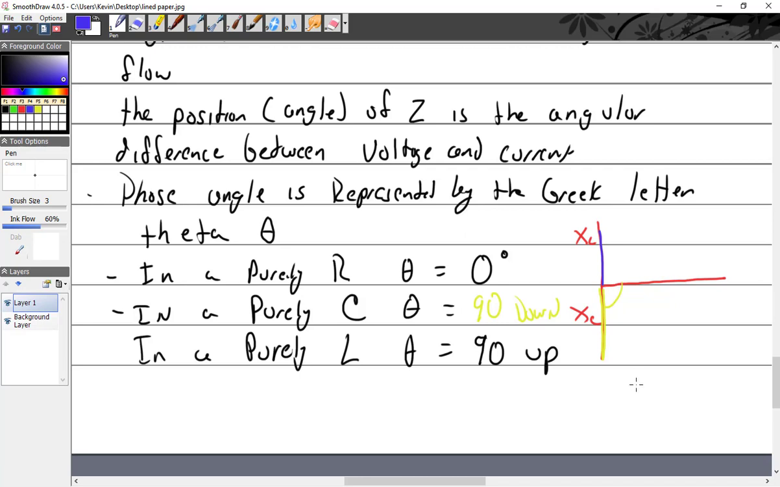Even if it wasn't perfectly straight up or down, you'd still want to verify that it was. What does it say in yellow? 90 down. XL will always be on top at 90 degrees, and XC will always be on the bottom at 90 degrees down.